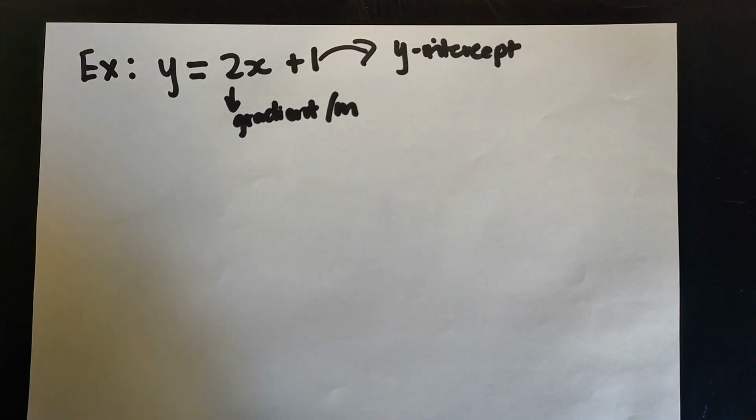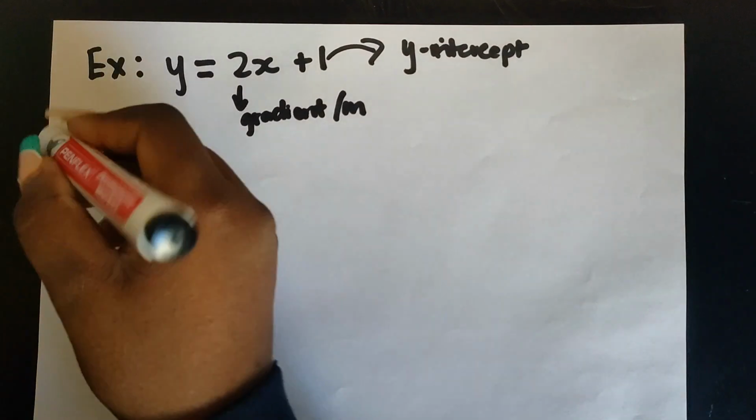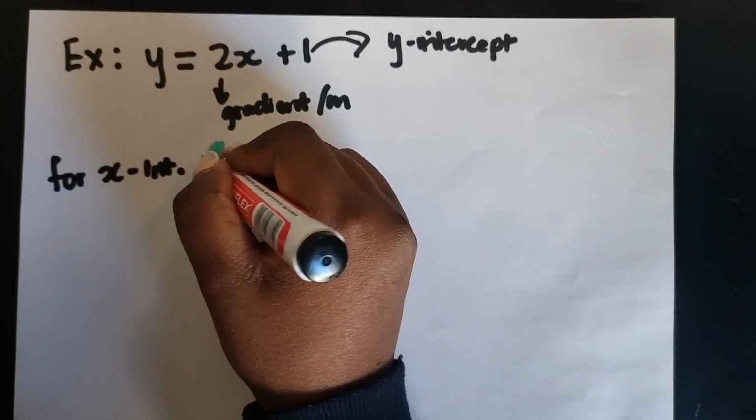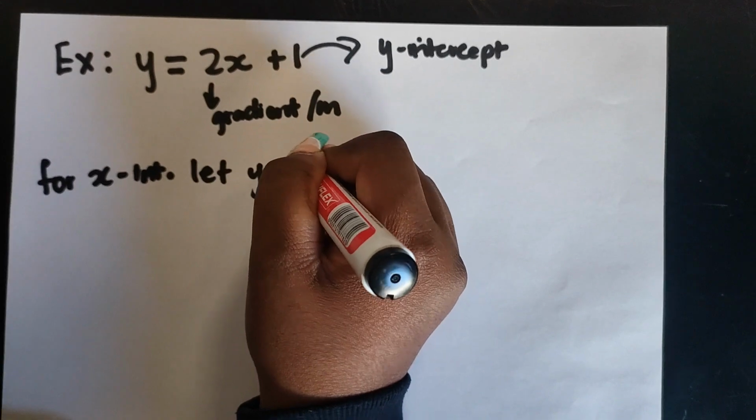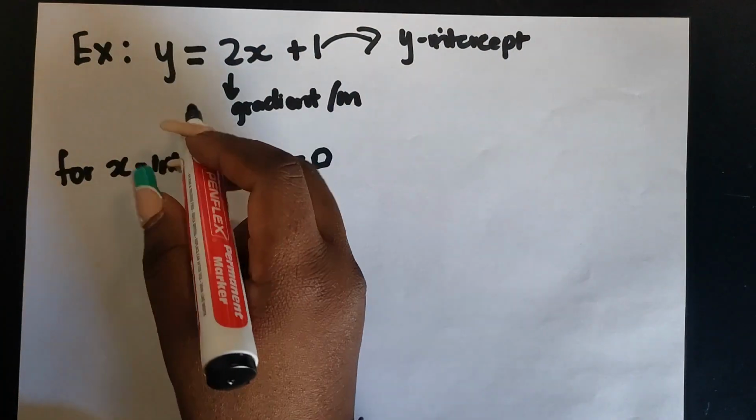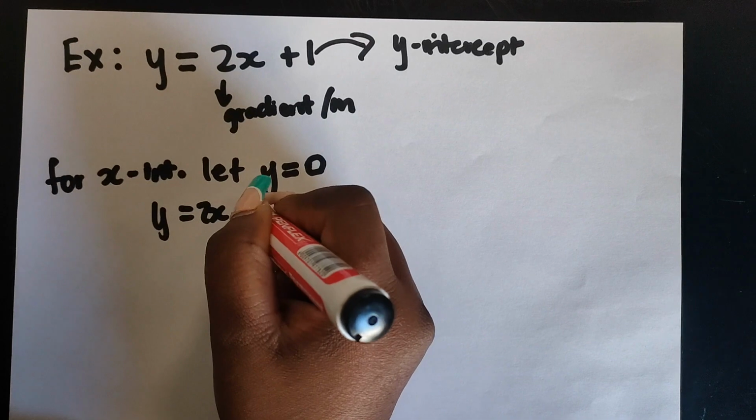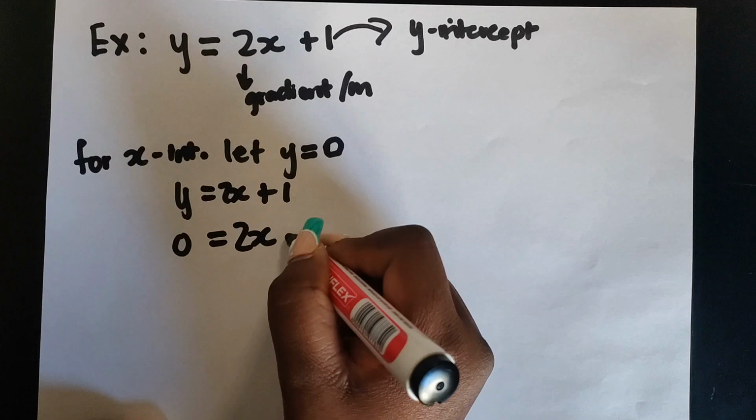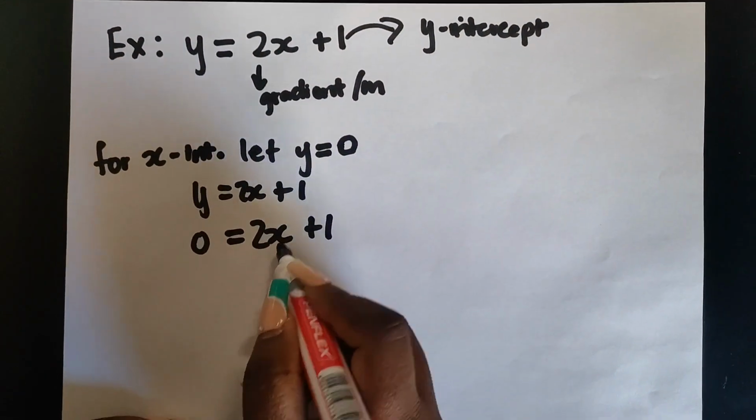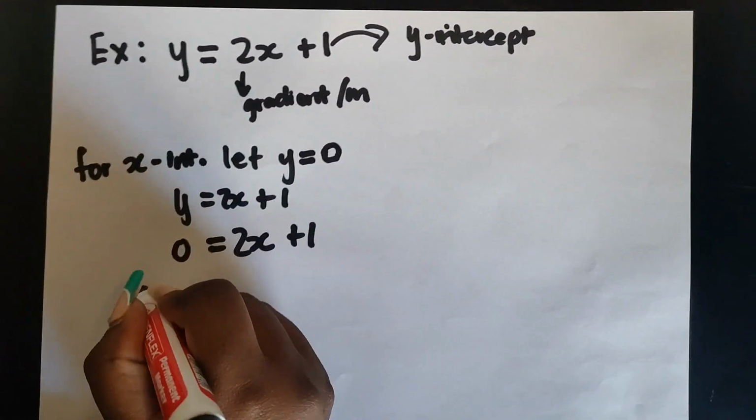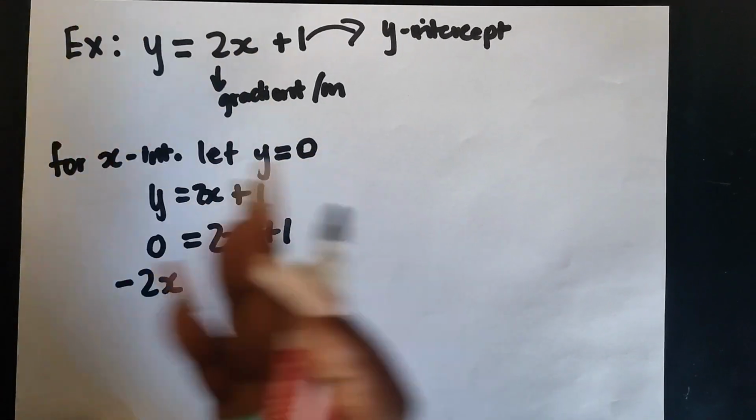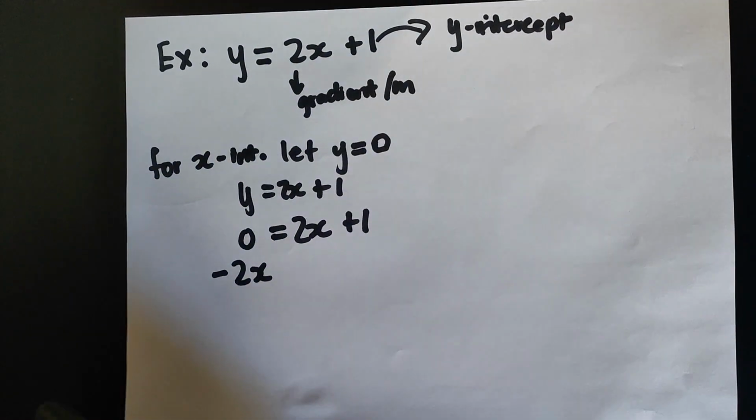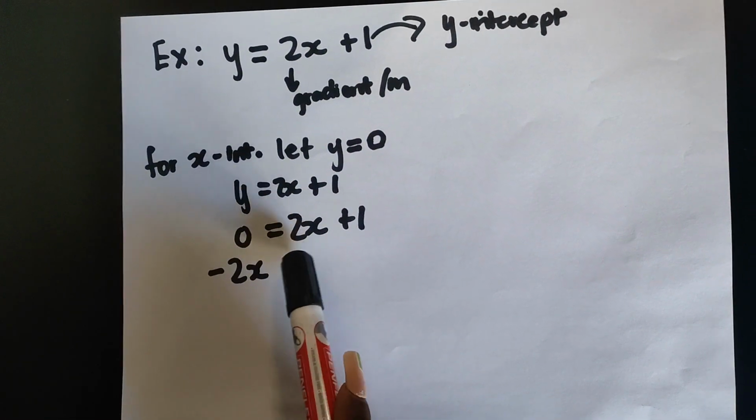So now we have to find our intercepts. For the x-intercept, let y equal 0. We take our equation, y equals 2x plus 1, and wherever there's a y, we put a 0. Then we have 0 equals 2x plus 1. And then we're going to transpose the 2x to the other side, so we get negative 2x.